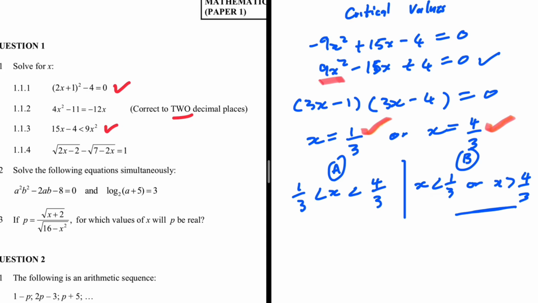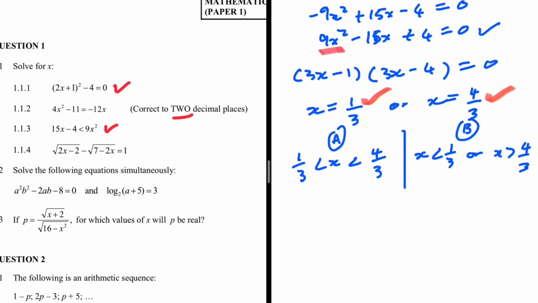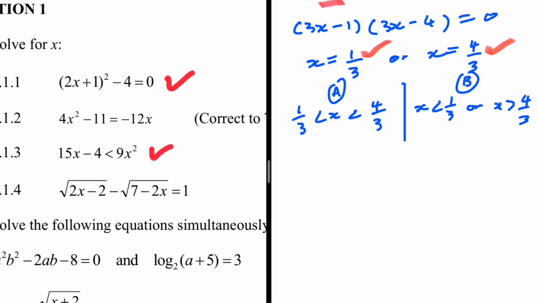Okay, so I'm going to go with option B. I will take a number that is less than 1 over 3. A number that is less than 1 over 3 is 0. I always like substituting 0, because when I substitute 0, it makes my life less complicated. So if I substitute 0, take a look here.